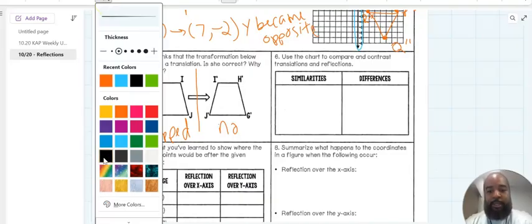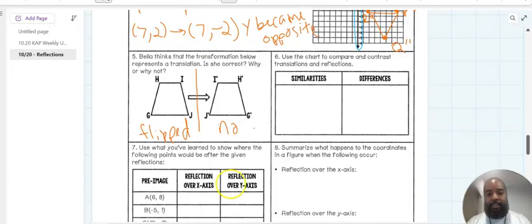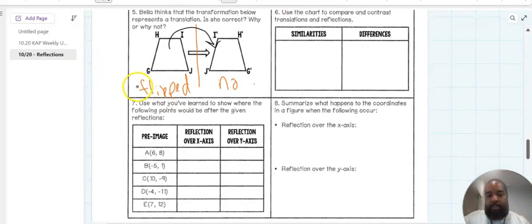So the big difference between reflections and translations is literally the orientation. So reflections flip a figure, right? As you can tell, this looks like this went from this way and then it just literally flipped over to go that way. Like it literally took the back end of this and went like that. Okay, that's what happened. So let's go ahead and go to number 7 so we can get some practice with the reflecting over x and reflecting over y, and then we should be good to go here.